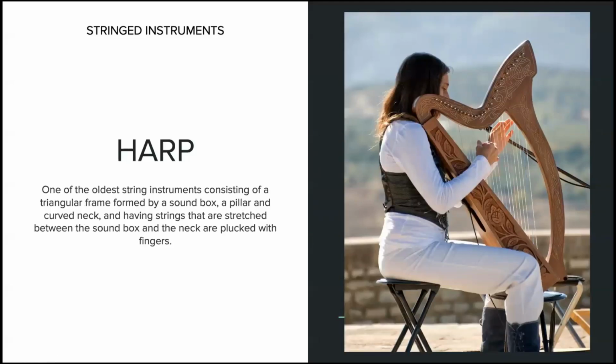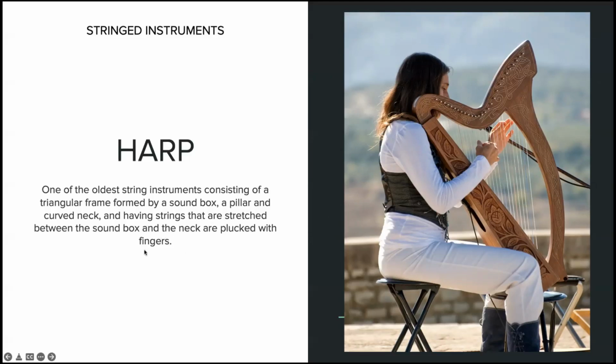So next is the harp. This one we all usually see in the movie, and it looks cool, right? The harp is one of the oldest string instruments, consisting of a triangular frame formed by a sound box, a pillar and a curved neck, and having strings that are stretched between the sound box and the neck and are plucked with fingers.